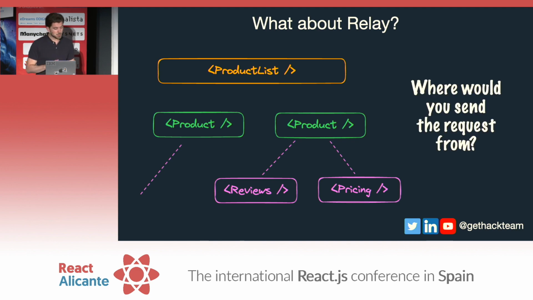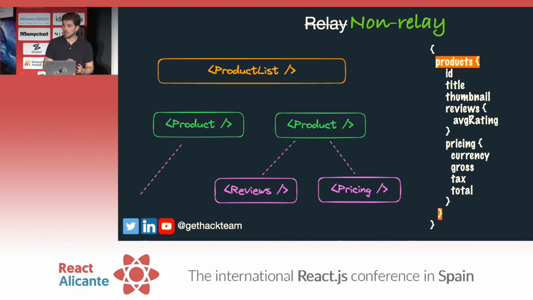So the question here is probably, where would you send the request from? Because you have this product list, you have all these different products, you have reviews. In a GraphQL world, and I guess especially in a non-Relay GraphQL world, you probably have a query that looks like this, which you need in order to fill your UI with all the data. You would probably send this query from the top level, right? That product list. In there you might have state management, or maybe you have one of those GraphQL clients. And from that component, you're sending a request to the GraphQL API containing this query. And then you retrieve the data.